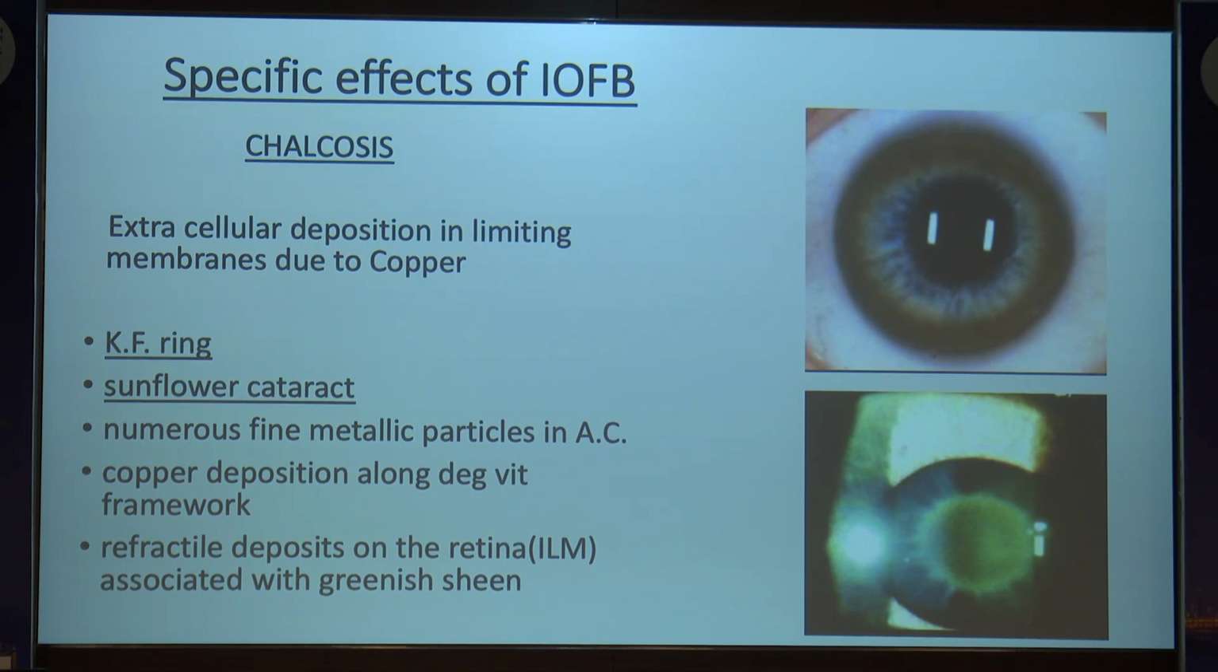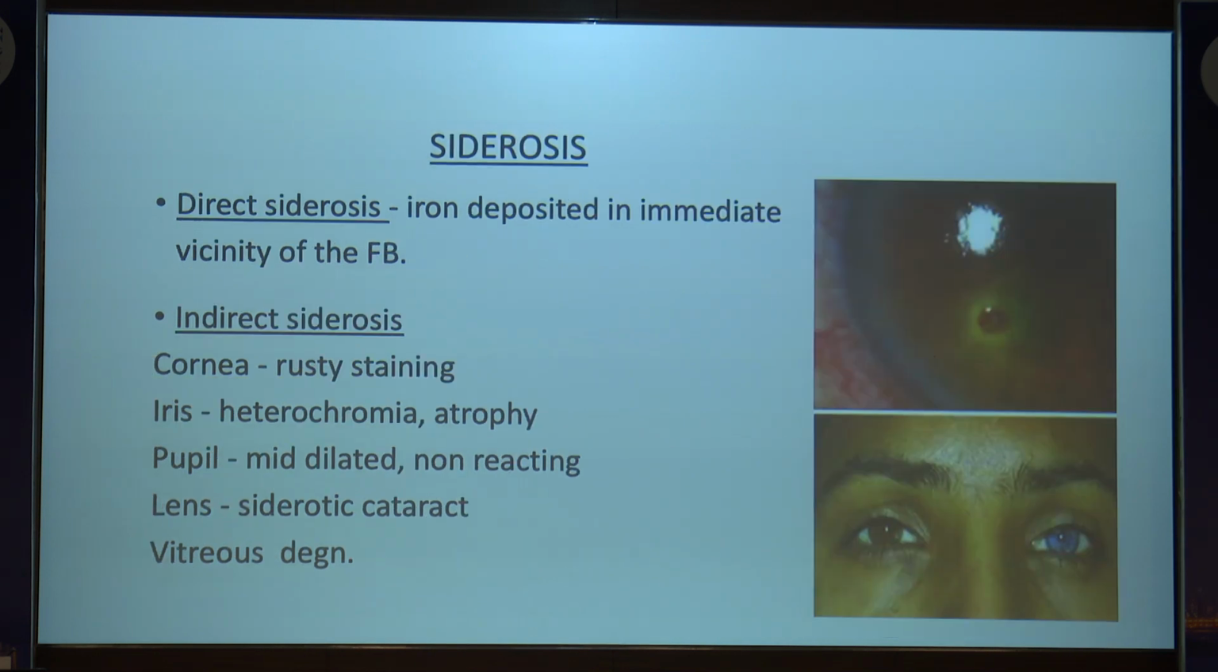So there are special effects by certain metals, like for example copper. It causes chalcosis in the eye, causes a Kayser-Fleischer ring, causes sunflower cataract, and you can see this greenish deposition or the refractile deposits in the trabecular meshwork, on the retina, on the eye limb. It has a greenish sheen to it.